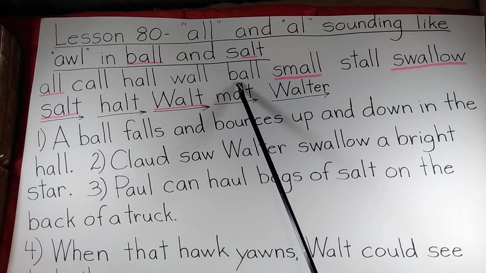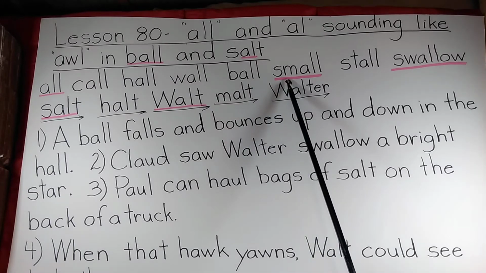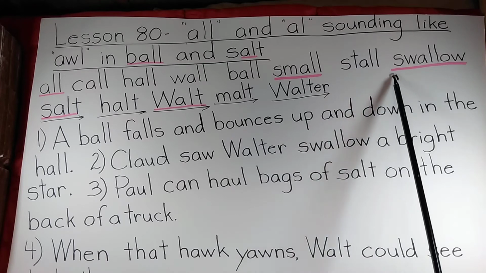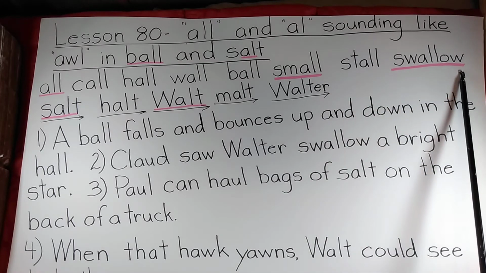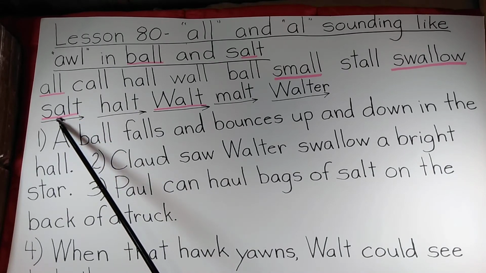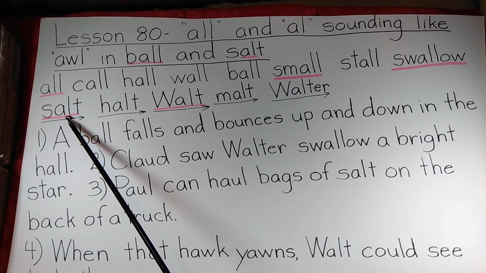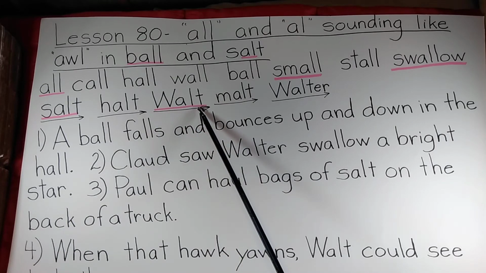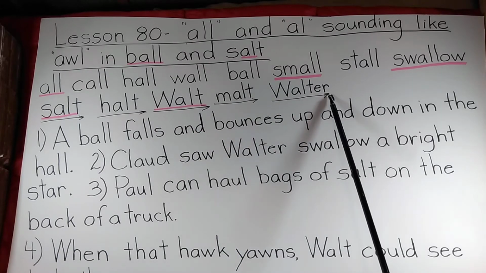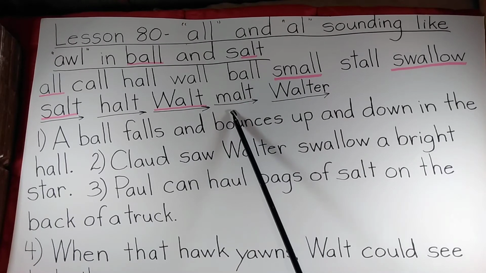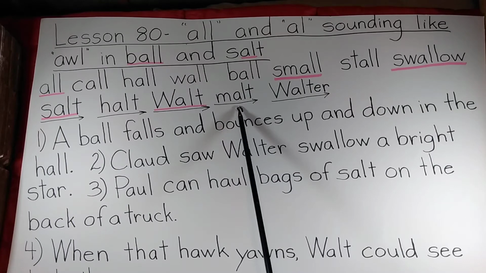Wall, ball, small, stall, swallow, salt. These are AL combinations now, and they're going to be followed by T's. So this is salt, halt, walt, short for Walter, and malt. A malt is a thick milkshake.